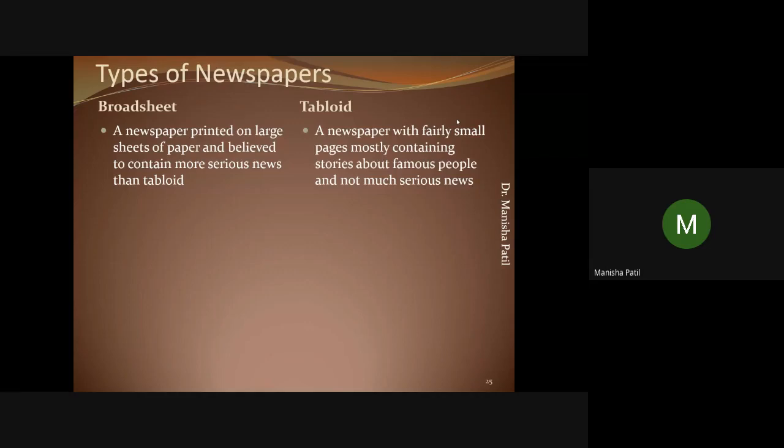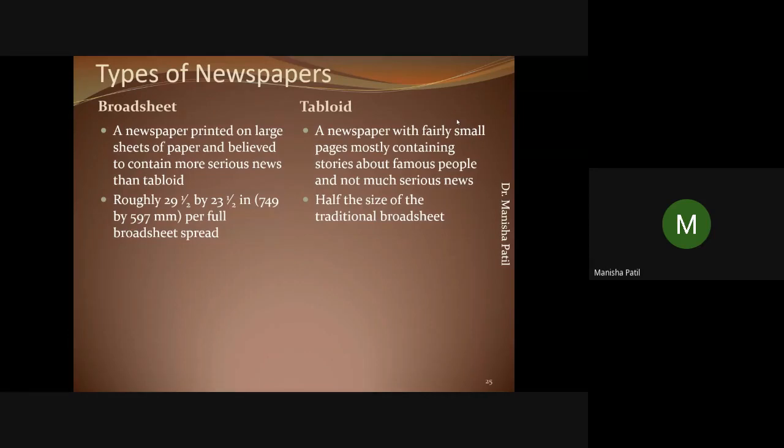A newspaper with fairly small pages, mostly containing stories about famous people and not much serious news, is known as tabloid. Please note down these points. Broadsheet roughly measures 29.5 by 23.5 inches, that is 749 by 597 mm per full broadsheet spread.